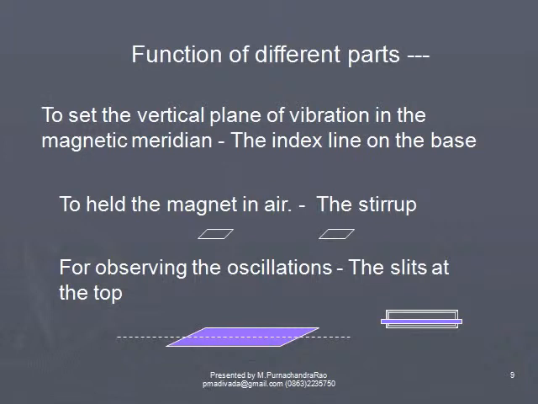The stirrup is used to hold the magnet in air. Its material should be non-magnetic, like brass. The slits at the top are meant for observing the oscillations.